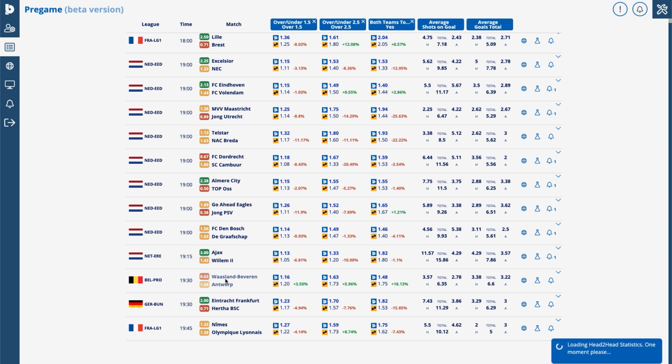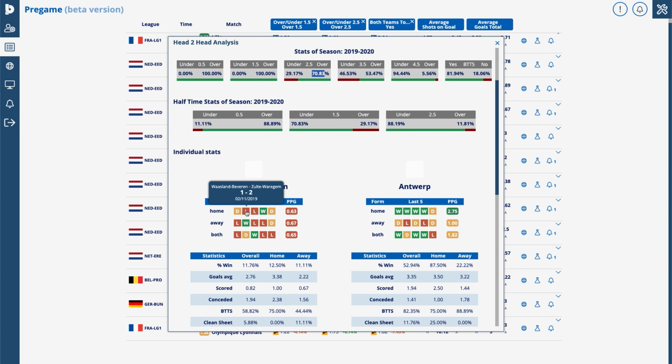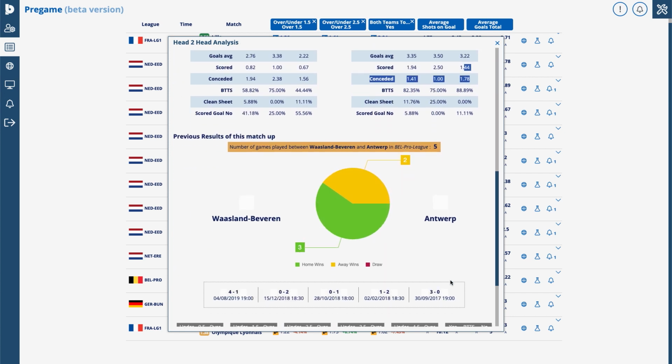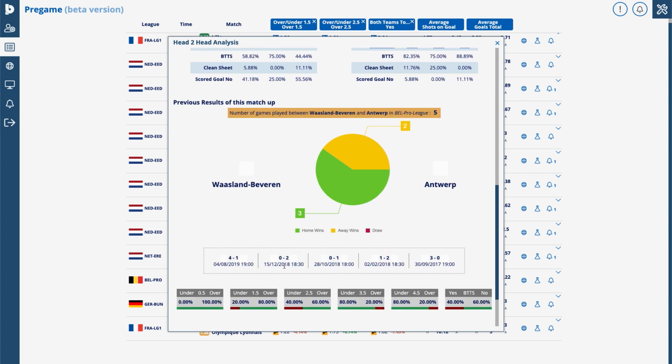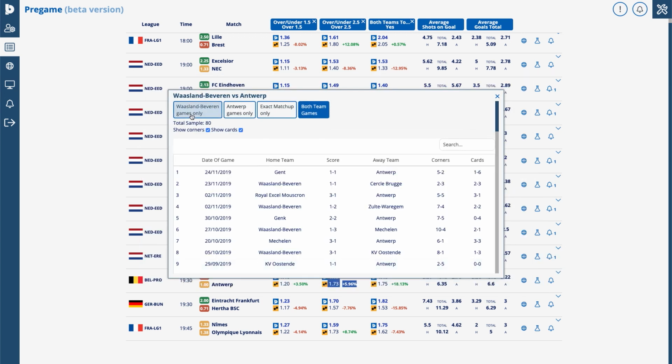Belgium League, Antwerp. Okay, tend to be over. Not doing very well. Waasland-Beveren, Antwerp away. Okay, not doing well either. It's conceding a lot, scoring and conceding. Okay, 60%. Okay, looks good. It's already 1.75. This can be a nice entry, this game.